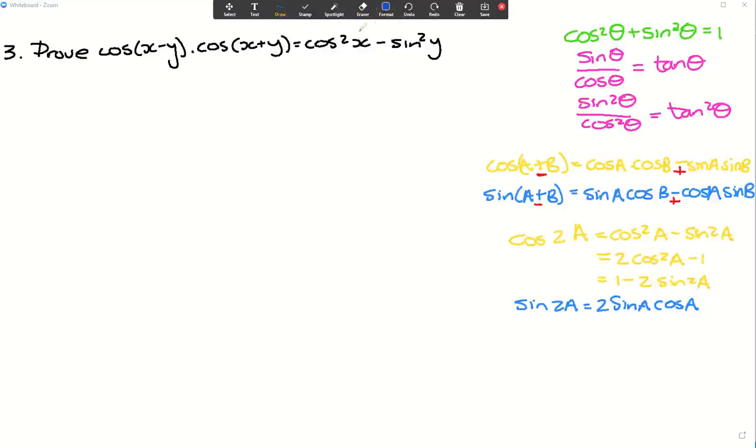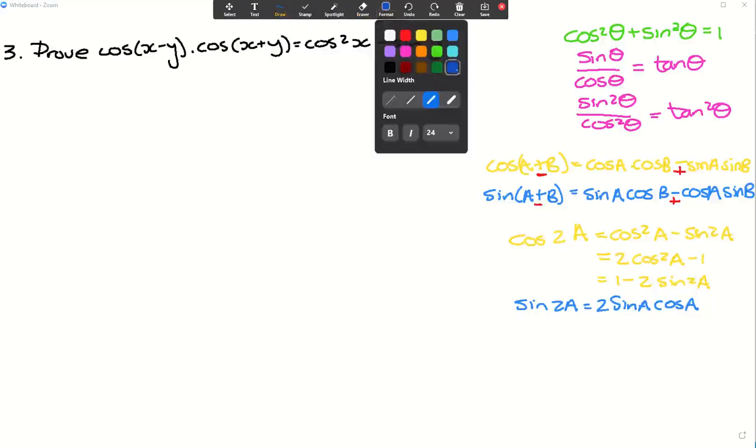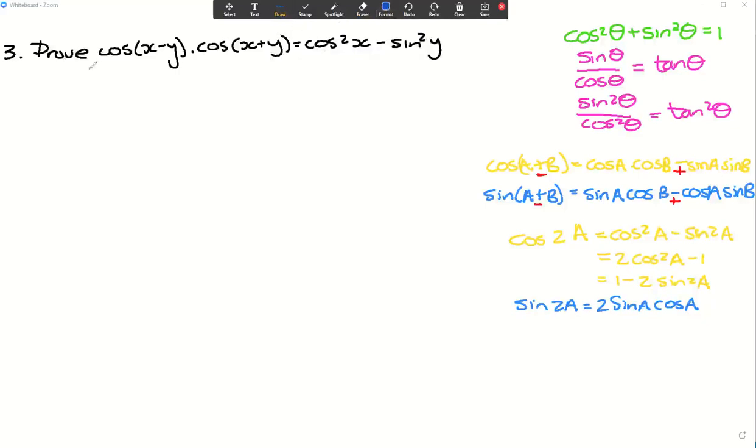Okay, guys, we're continuing with check your skills, and we're looking at question 3 now. This is exercise 5.10 in your book on page 148. And we've got cos(x - y) times cos(x + y) on the left-hand side is equal to cos squared x minus sine squared x.